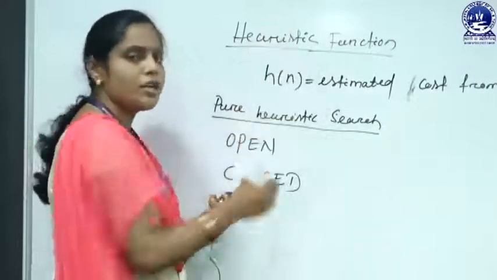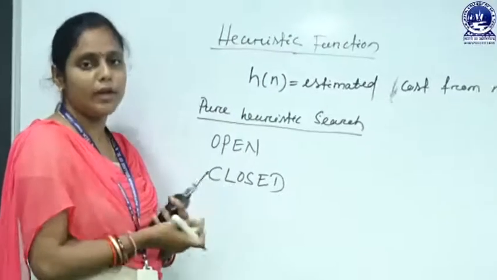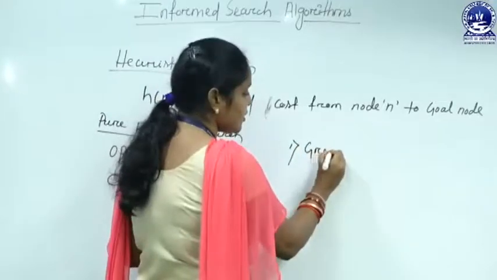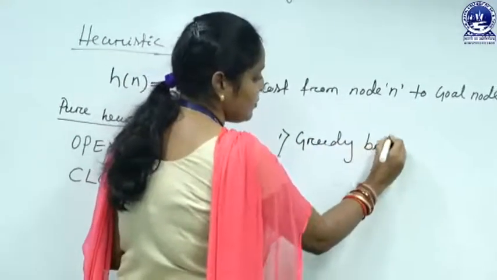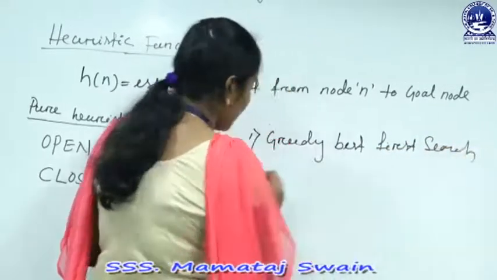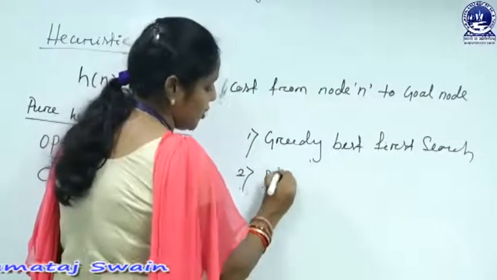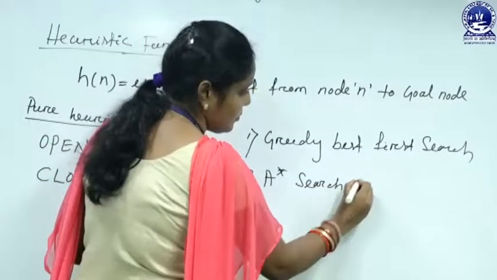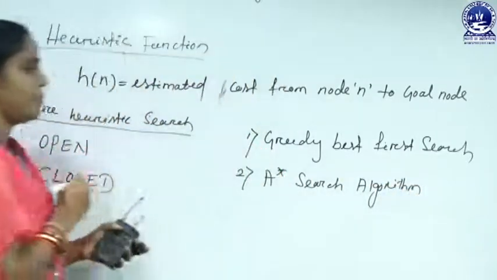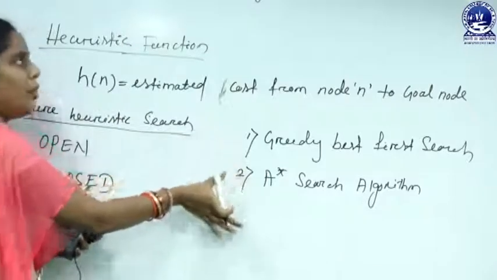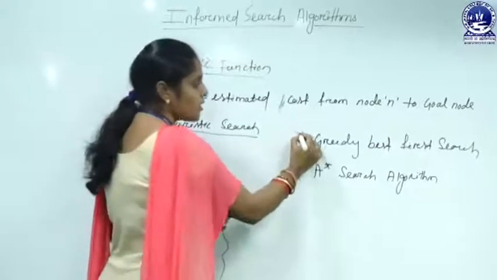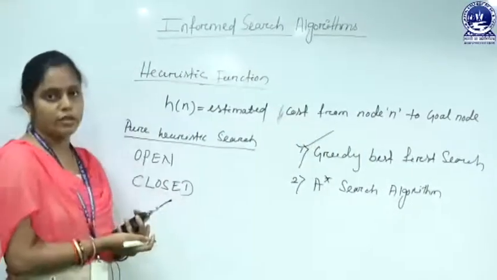In informed search, there are two different types of algorithm. One is the greedy best first search algorithm, and the other is the A star search algorithm. These are the two different informed search algorithms. First of all, I am going to discuss the greedy best first search algorithm.